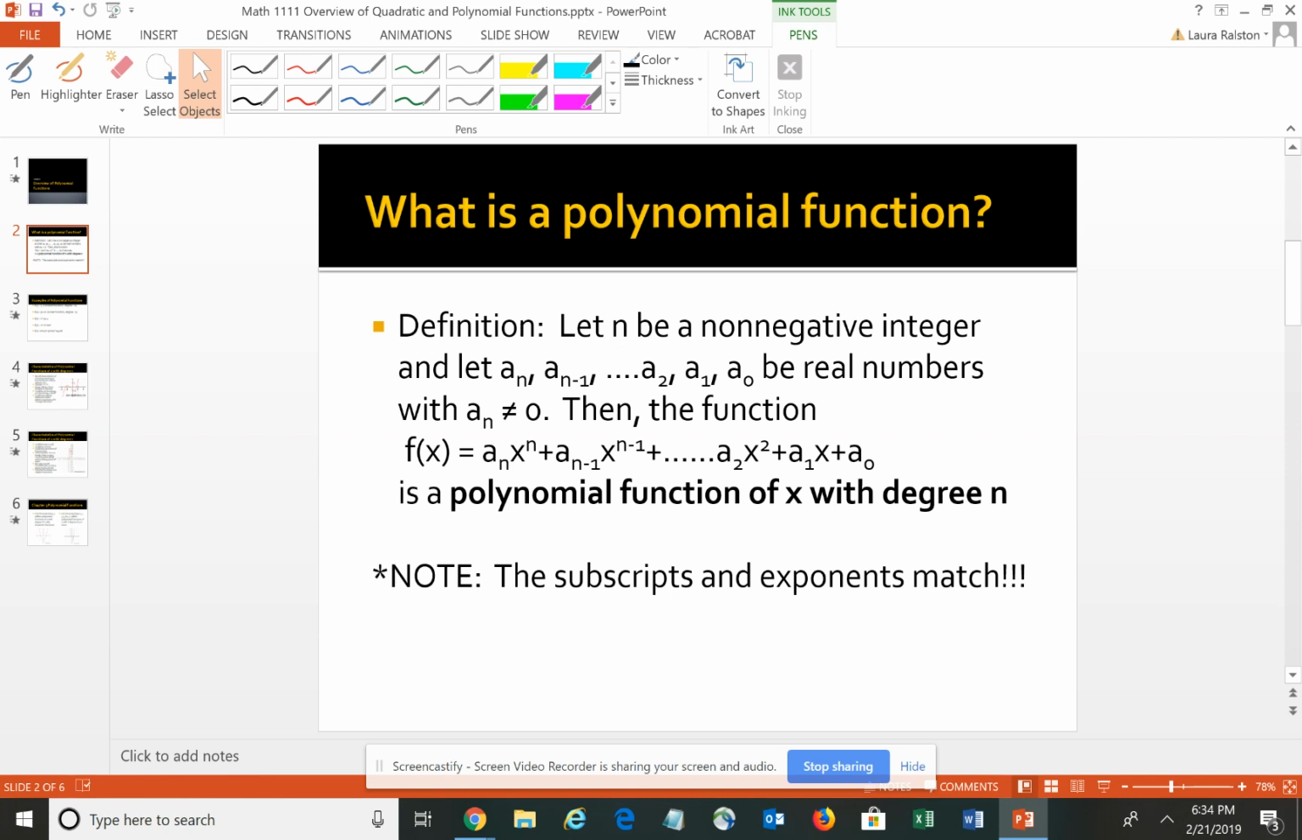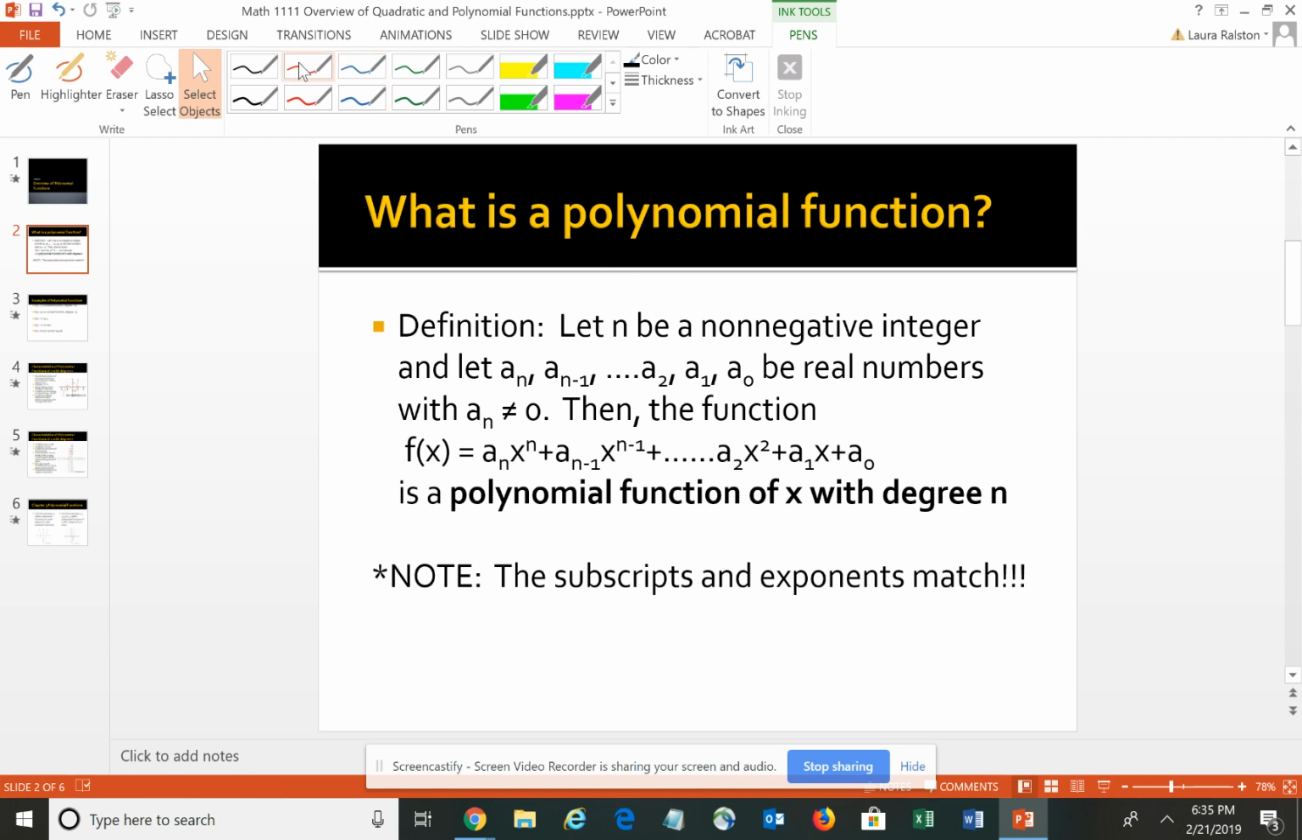But the formal definition of a polynomial function says, let n be a non-negative integer and let a sub n, a sub n minus 1, a sub 2, a sub 1, a sub 0 be real numbers with a sub n not equal to 0. Then the function f of x equals a sub n x to the nth, plus a sub n minus 1 x to the n minus 1, plus a sub 2 x squared, plus a sub 1 x, plus a sub 0 is a polynomial function of x with a degree of n.